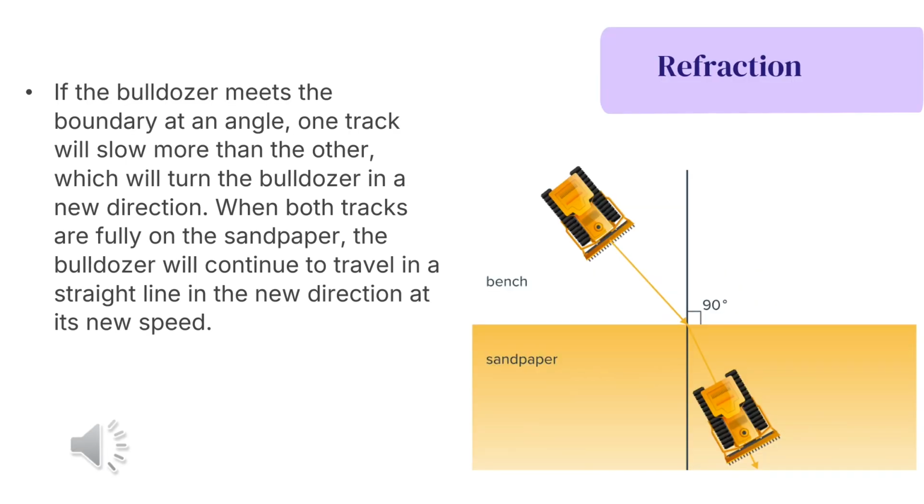Now imagine the bulldozer meeting the sandpaper at an angle. One track hits the rough surface first and slows down, while the other keeps moving faster. This makes the bulldozer turn. Light behaves the same way. When one side slows first, the ray bends into a new direction.